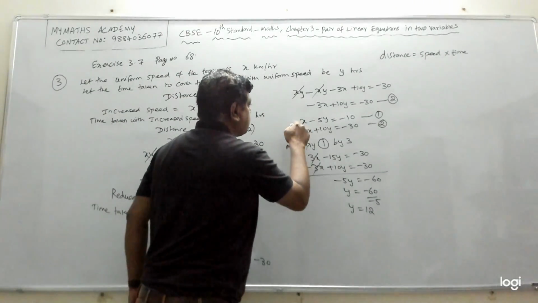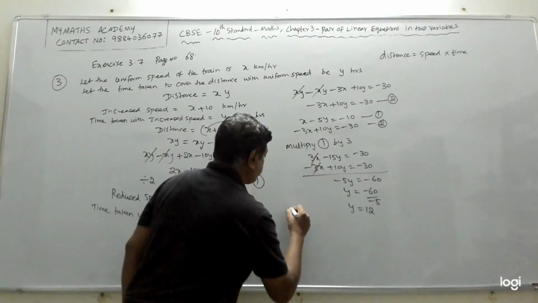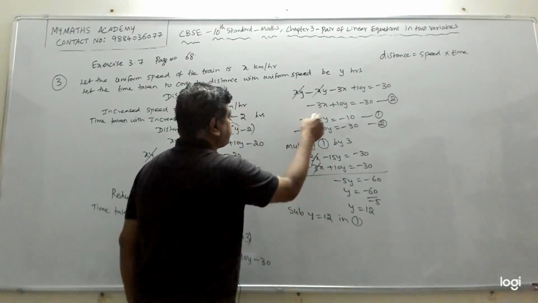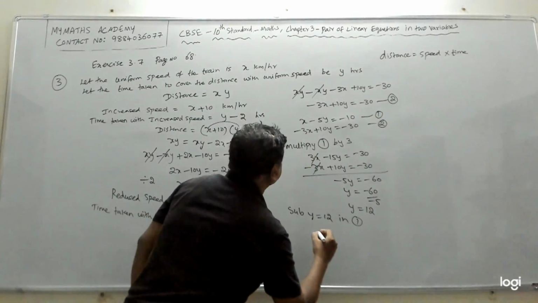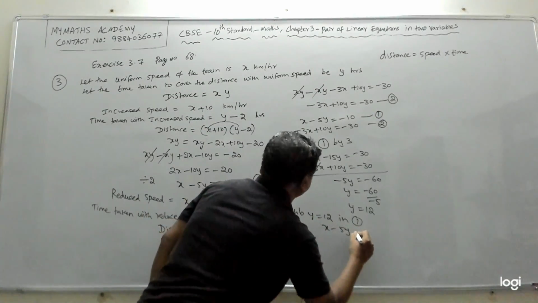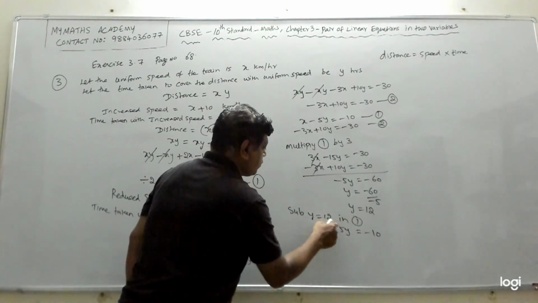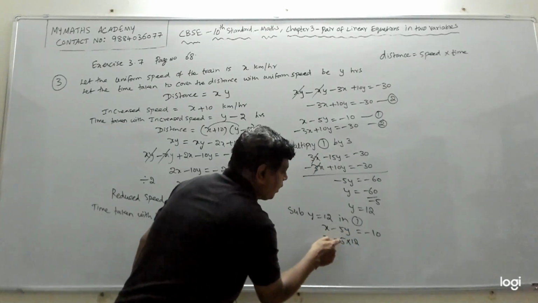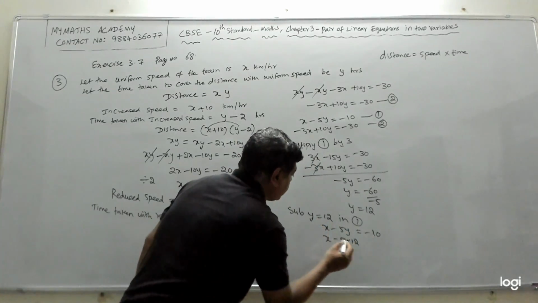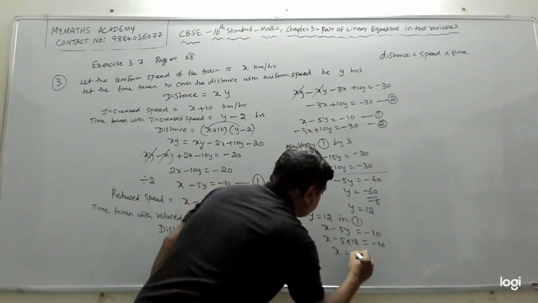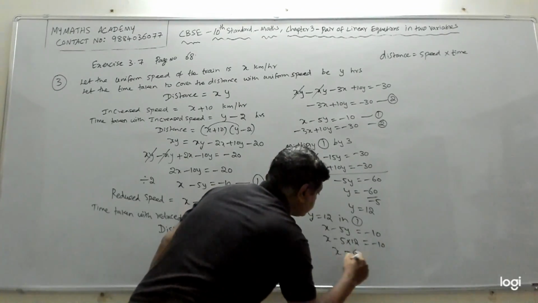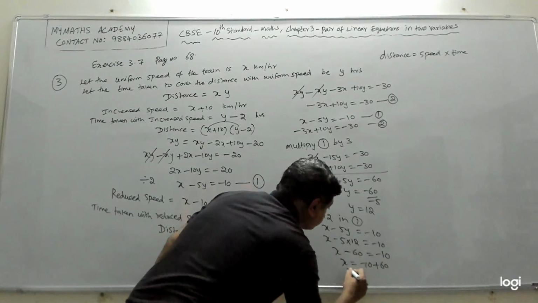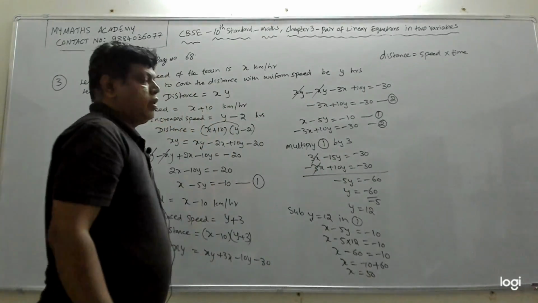Now what is x? Let's go to equation number 1. We will substitute y equal to 12 in the first equation. So what do we get? What is our first equation? x minus 5y equal to minus 10. Now substitute y equal to 12 here. I will get x minus 5 into 12. 5y means 5 into y. Instead of y, I am putting 12. Right? So equal to minus 10. So x minus 60 equal to minus 10. 5 times 12 is 60. x is equal to minus 10 plus 60, which means x is equal to 50.